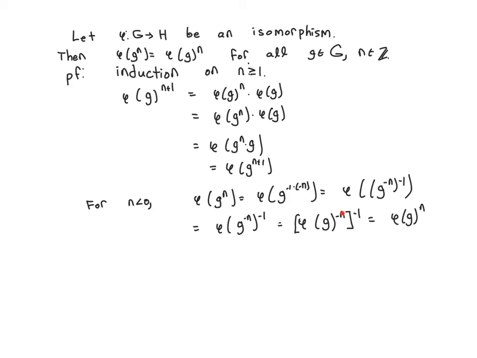And so, negative n here is a positive number. And so you do actually have phi of g to the n is phi of g to the negative n to the negative 1. And then by properties of exponents, you get positive n again.